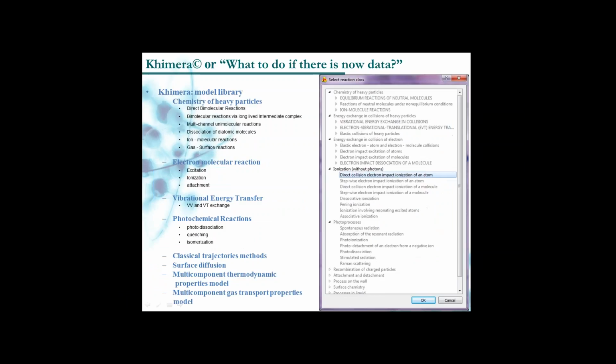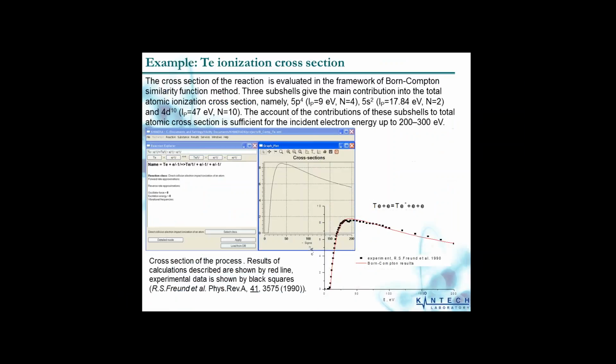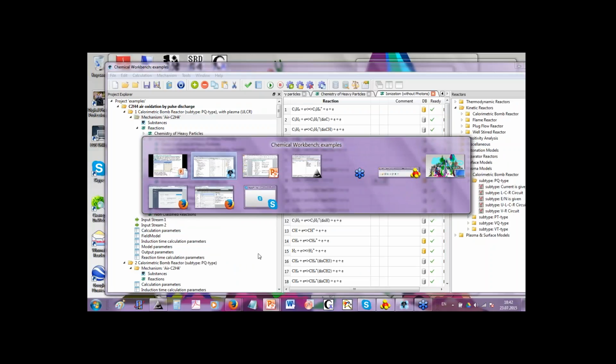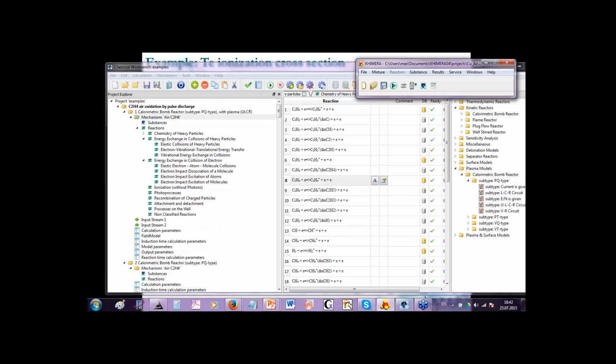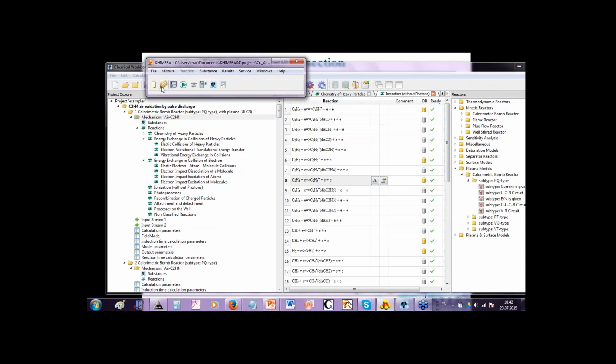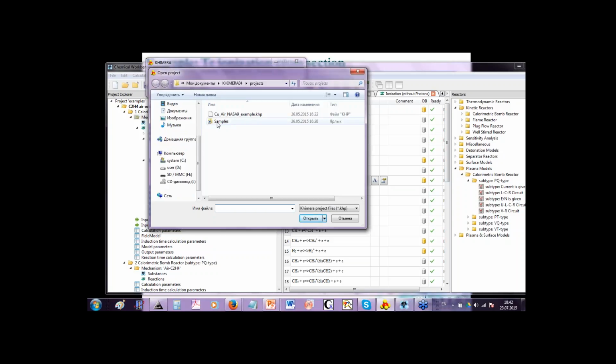Well, so we are not complete with the data, because what to do if there is no data? As I said, we have a special code here, Chimera. Chimera permits to calculate and estimate rate constants and cross sections of elementary processes. Let me go to the Chimera. Here is the Chimera tool. This tool has a very simple interface.